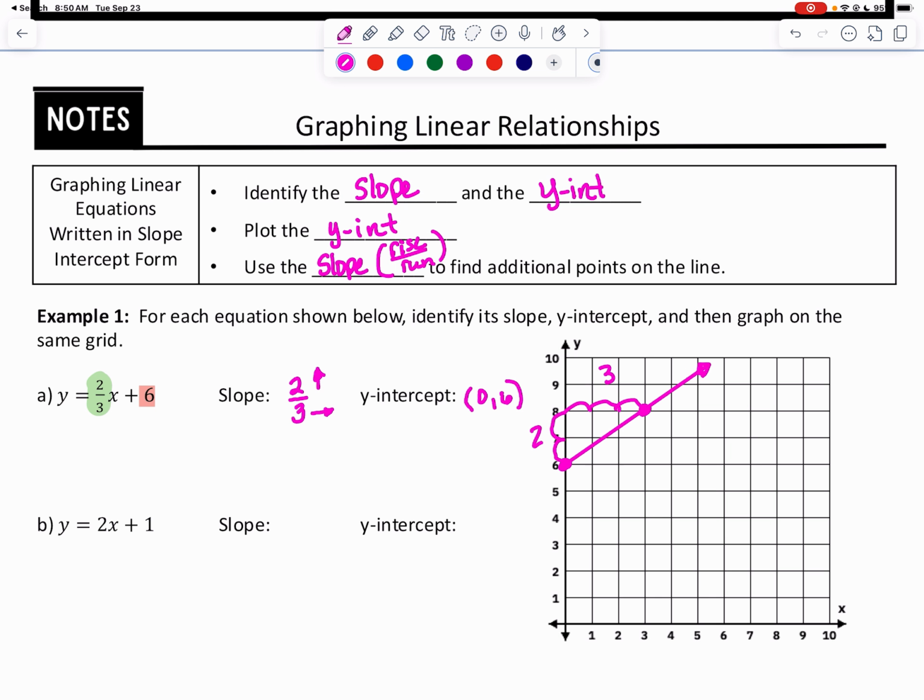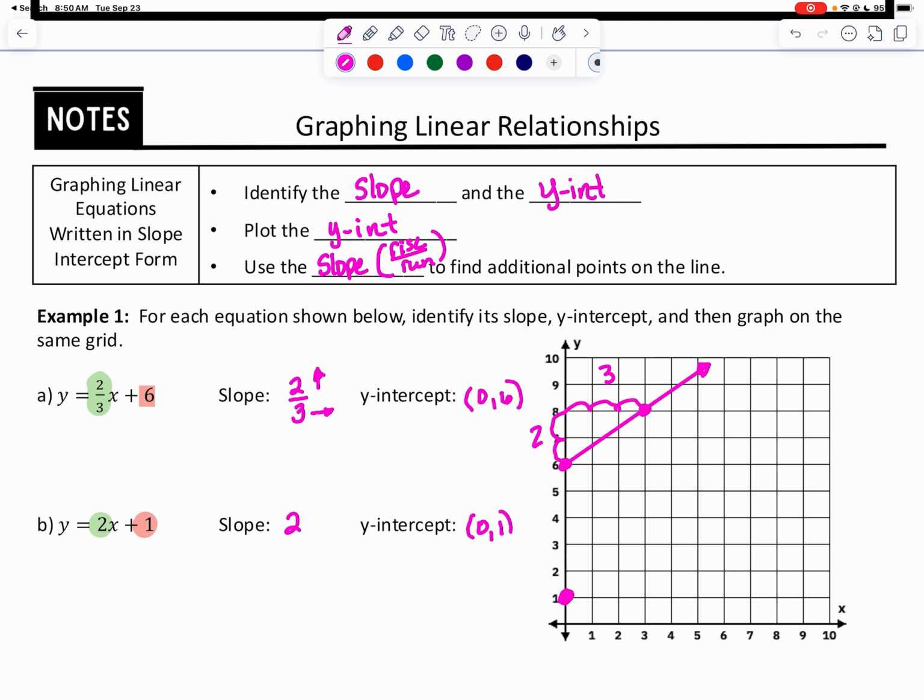Now, the second problem, problem B, we're also going to put on this coordinate grid. But let's go through these steps again. Our first thing is we want to identify the slope. That's the coefficient of x, and that's a 2. And then our y-intercept, which is our constant term, is (0, 1). Remember, we're always going to begin with the y-intercept, and that's at (0, 1). And we want to use the slope to find an additional point.